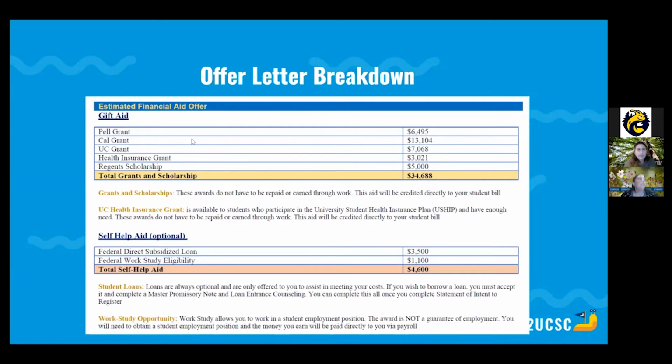Now, if the student did not have Cal Grant at all, and they just had Pell Grant and UC Grant, they may be eligible for Blue and Gold or MCS. However, it would not change their total grant eligibility, if that makes sense.